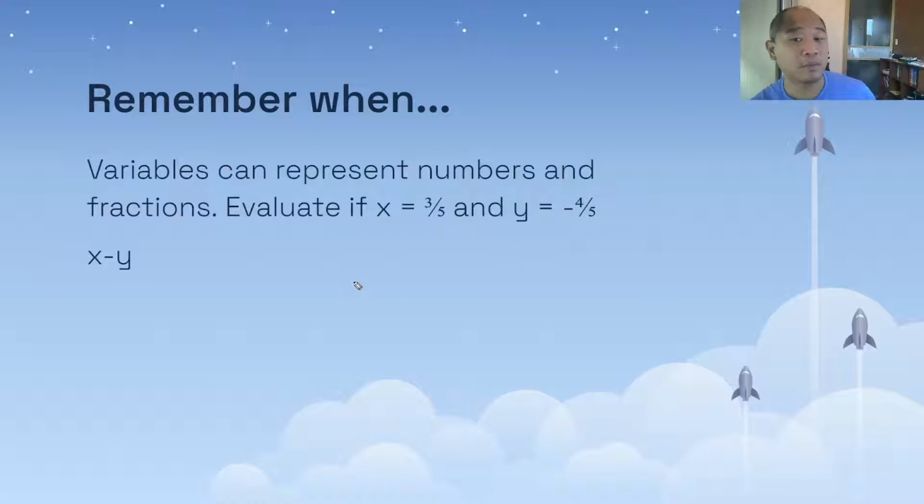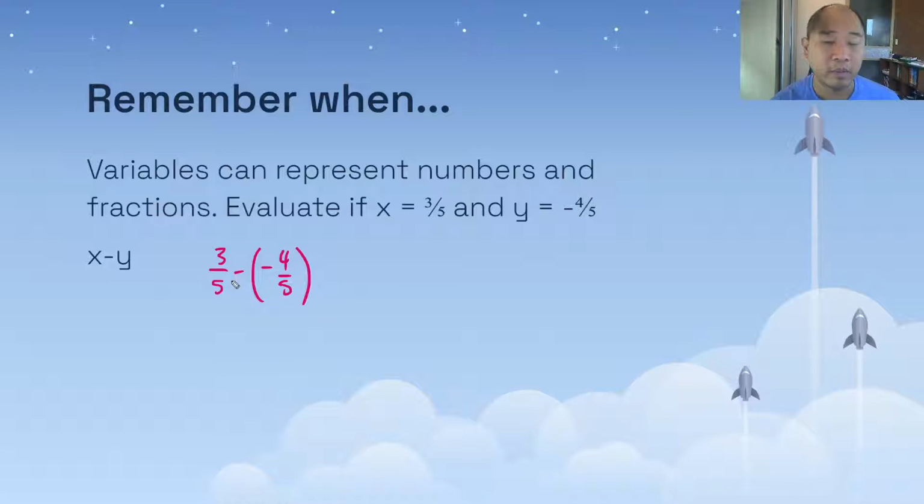Variables can still represent numbers. So if we had x minus y, that'd be 3 over 5 minus a negative 4 over 5. Remember that when you're subtracting a negative, that's the same as adding. So this is the same as 3 over 5 plus 4 over 5, which is 8 over 5, which is 1 3/5.